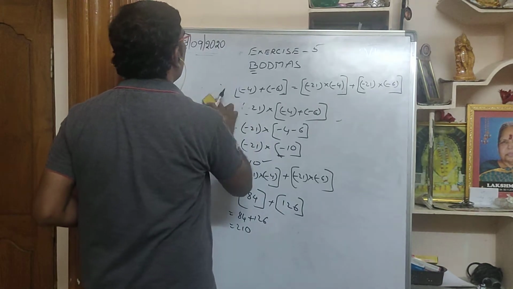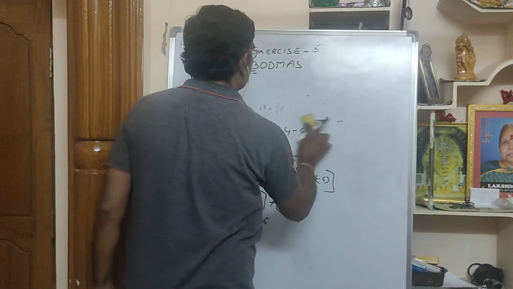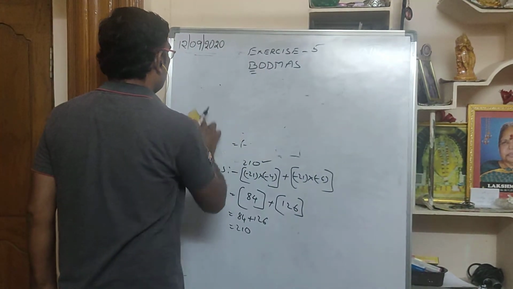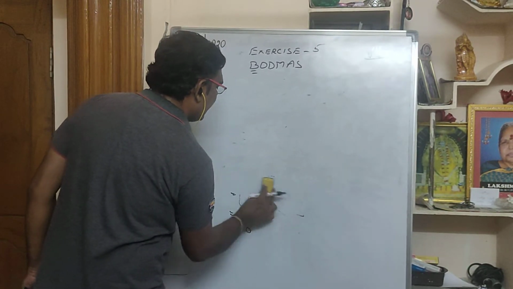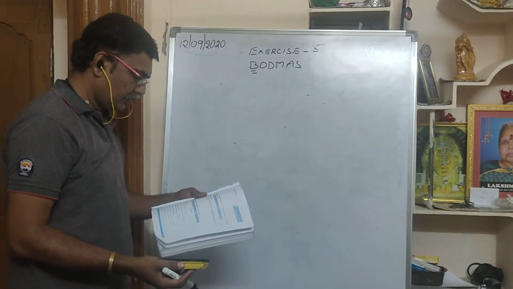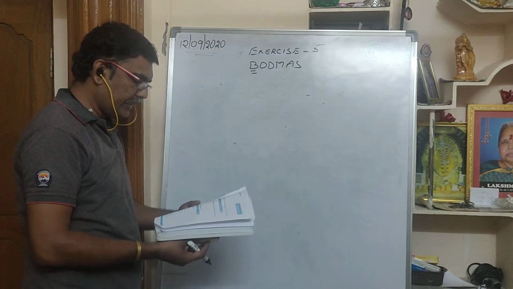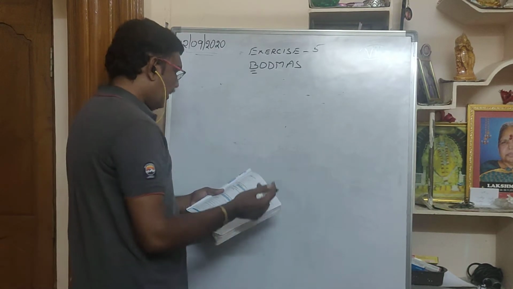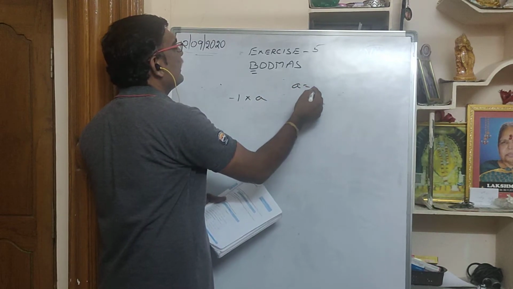Now we will go to the second problem in exercise number 5. What is the second problem? See it once. Get in the habit of reading the problem. For any integer a, what is minus 1 into a equal to? See here, minus 1 into a for any integer a.